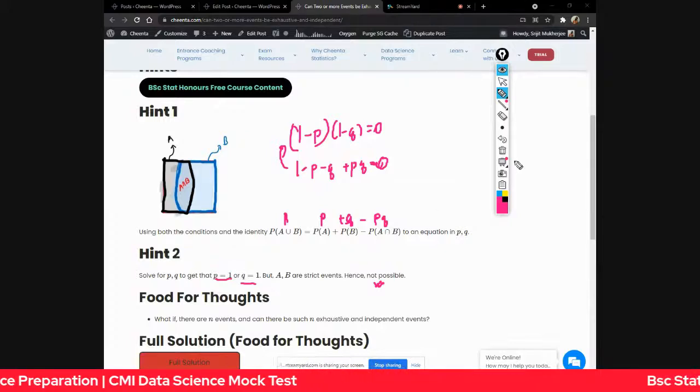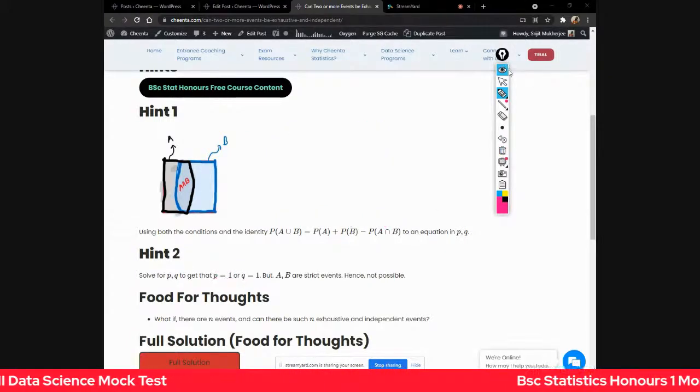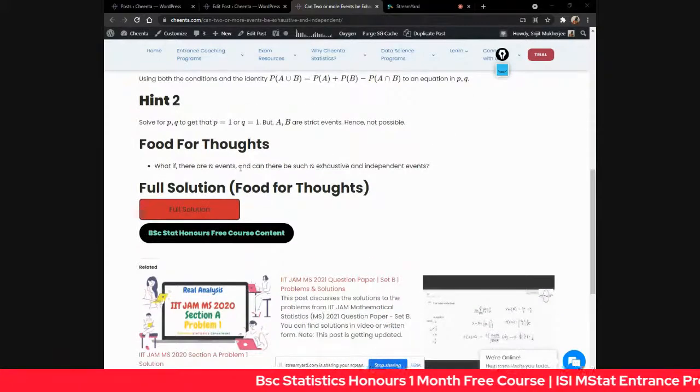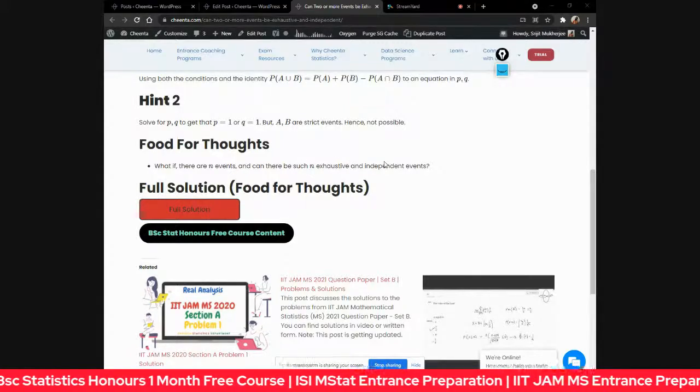Now the natural question is, it's a very easy proof, a very beautiful proof, so what if there are n events? What if there are n events, and can there be n exhaustive and independent events?